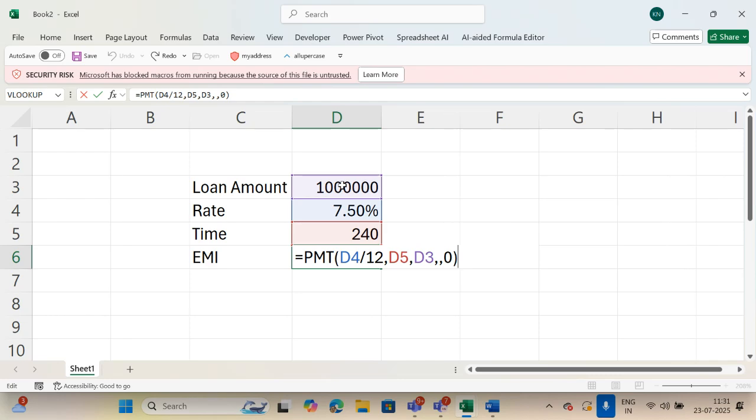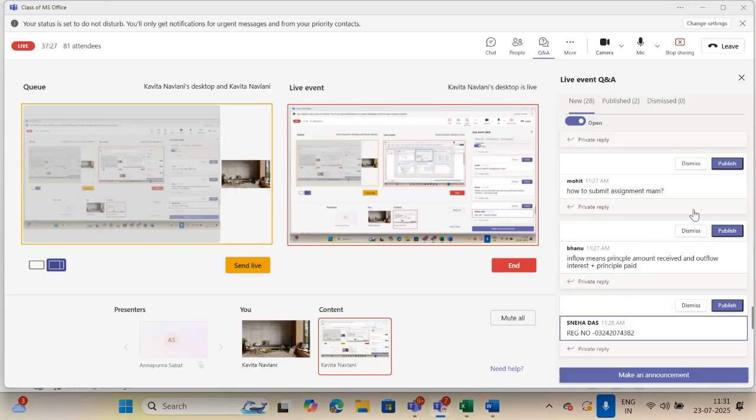Is it clear, please? Anybody have some problem related to how to calculate the EMI?